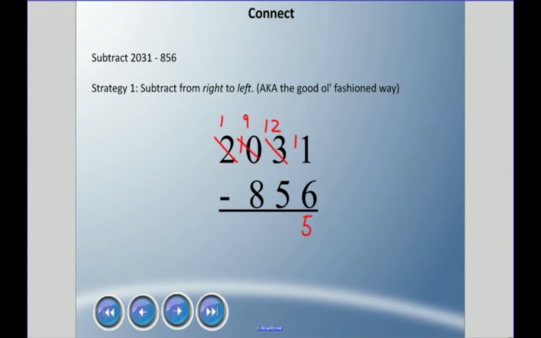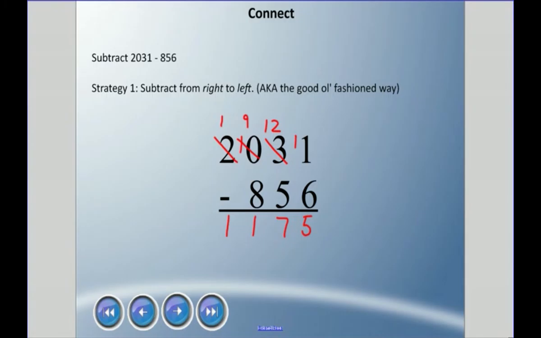12 minus 5 is 7. 9 minus 8 is 1. And 1 minus nothing is 1. So the answer here is 1,175 more visitors on Saturday than Sunday.